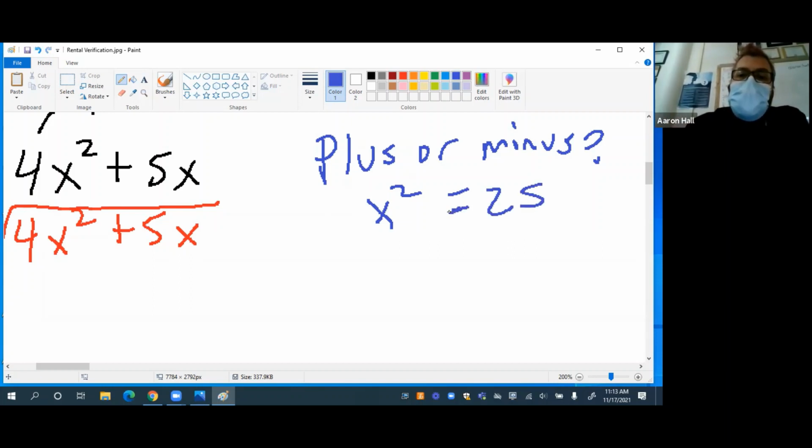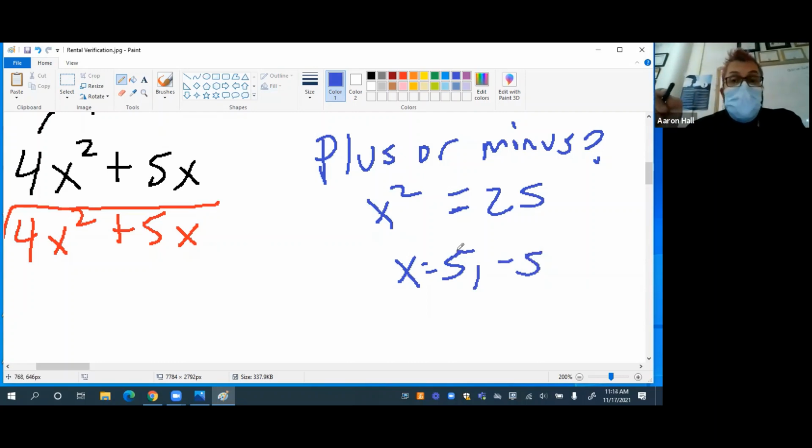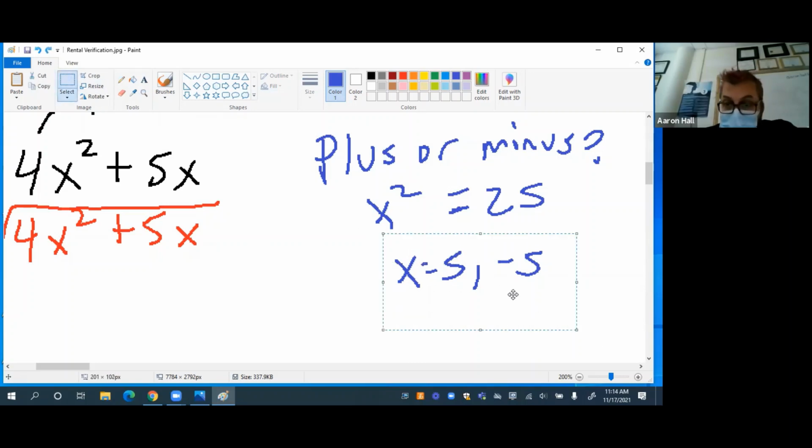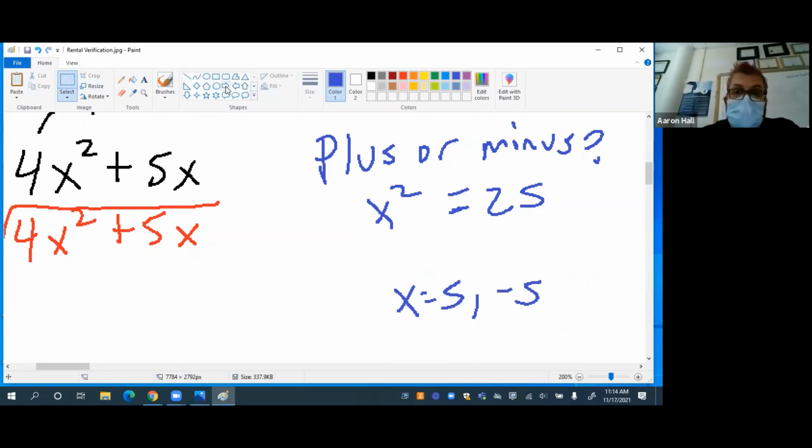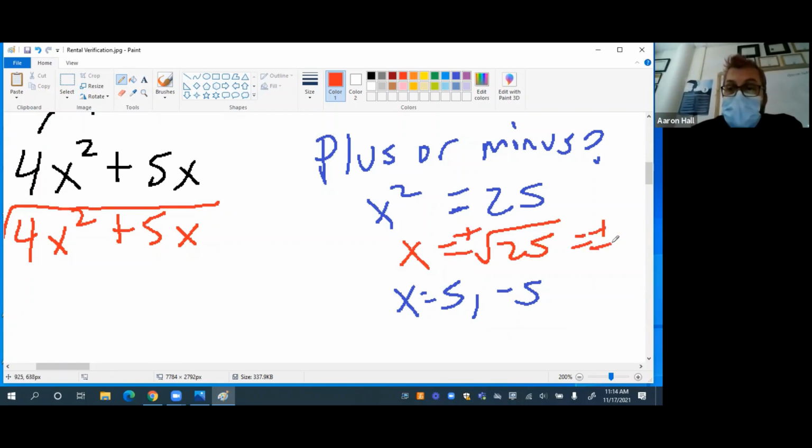Can you think of what x could be where it would equal 25 on the left-hand side? Yeah, if x is 5, then 5 times 5 gives me 25. And when x is -5, then -5 times -5 is a positive 25. So if I'm going to take the square root of something, then we better remember plus or minus, so that x equals the square root of 25, plus or minus 5.